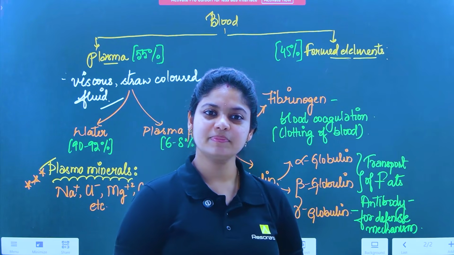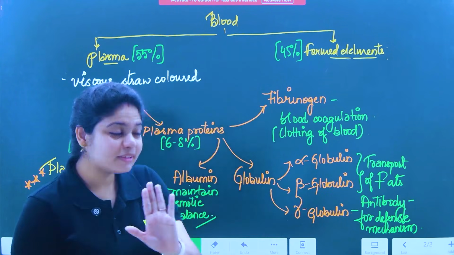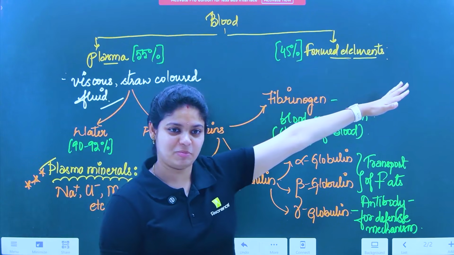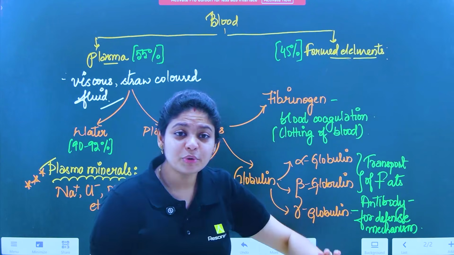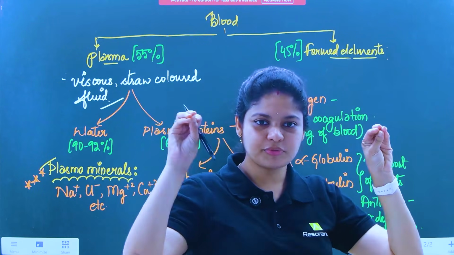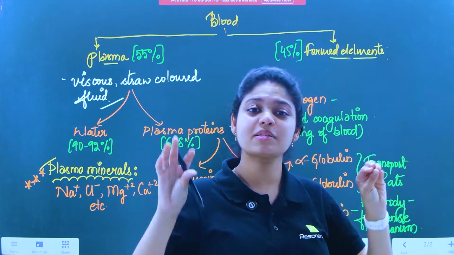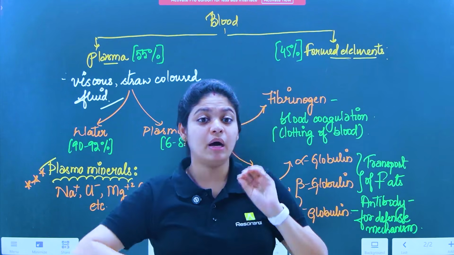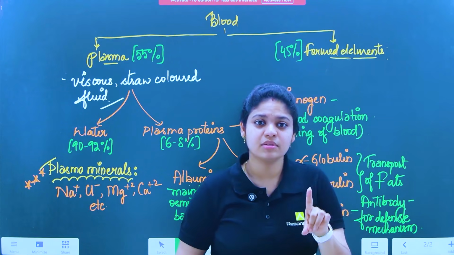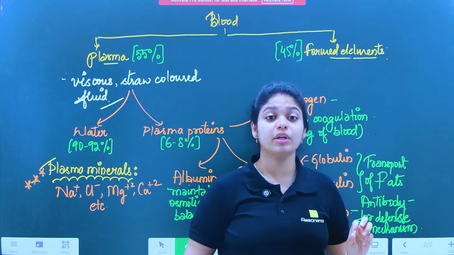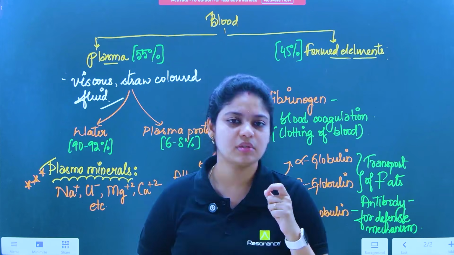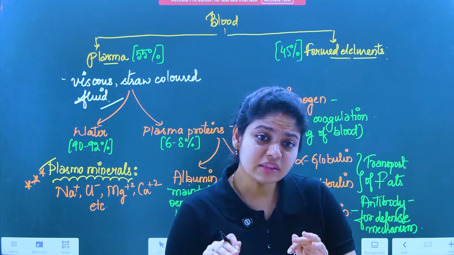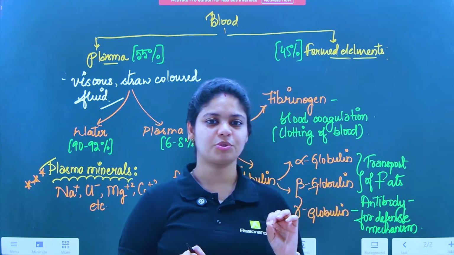Got the point? Yes. So till now we studied only about plasma. I have not yet started formed elements. Got it? So what do we know? Blood is composed of two different components. One is plasma, the other one is formed elements. Keep formed elements aside. Take the plasma. Plasma is 55 percent, which has two different components, 90 to 92 percent water and 6 to 8 percent plasma protein.